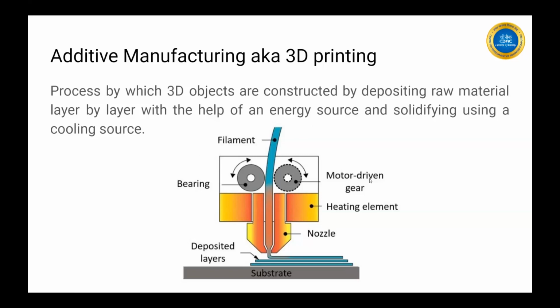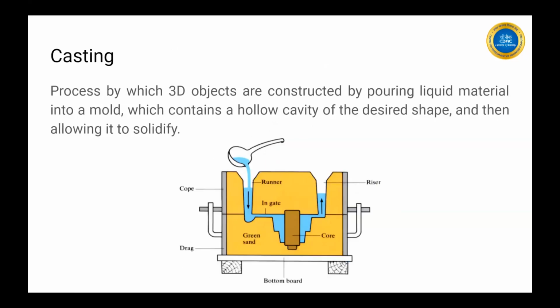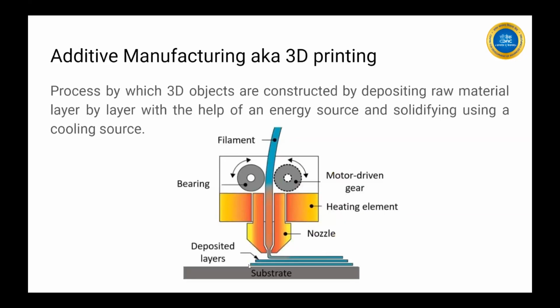But here, if I go back, you can see that in casting, this is the desired shape. The blue cap kind of structure is the desired shape. The runner and the riser will have a lot of wastage material. But in the case of additive manufacturing, we will start with zero material. There will not be any raw material present.